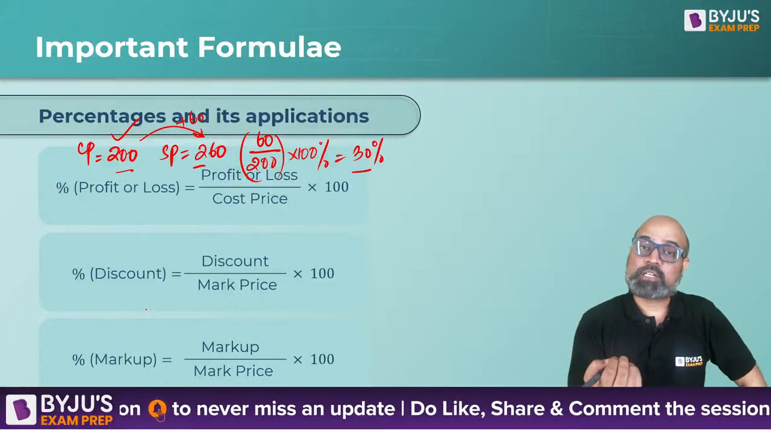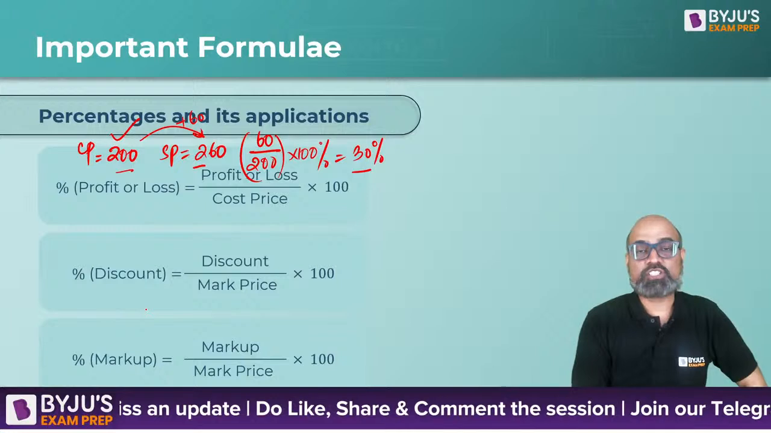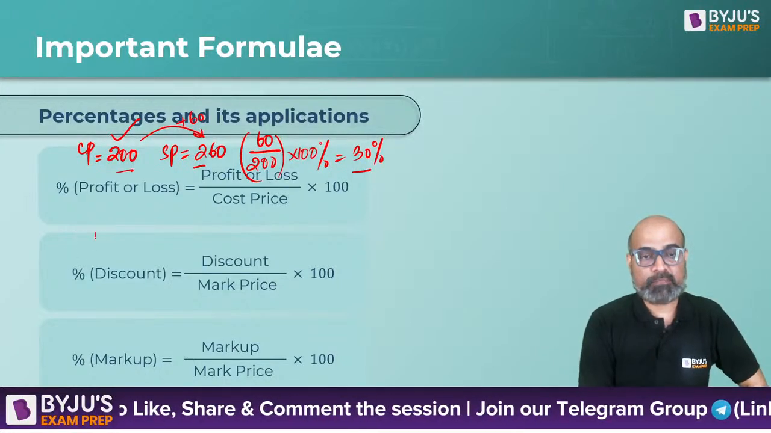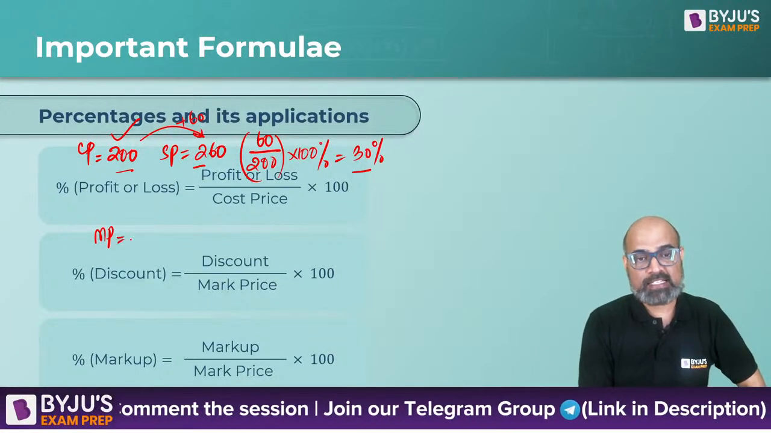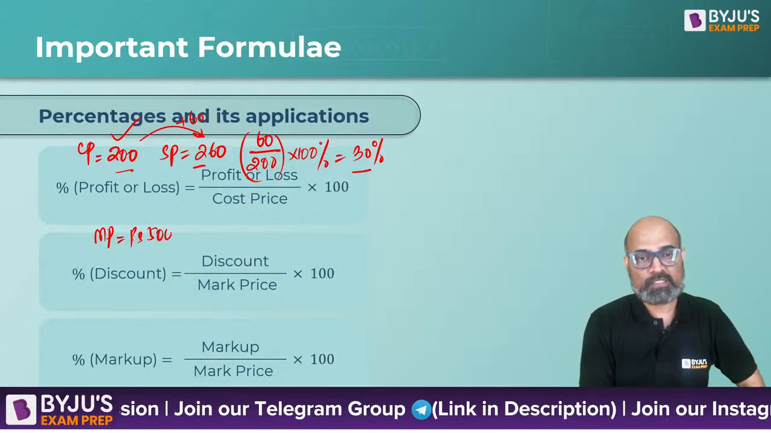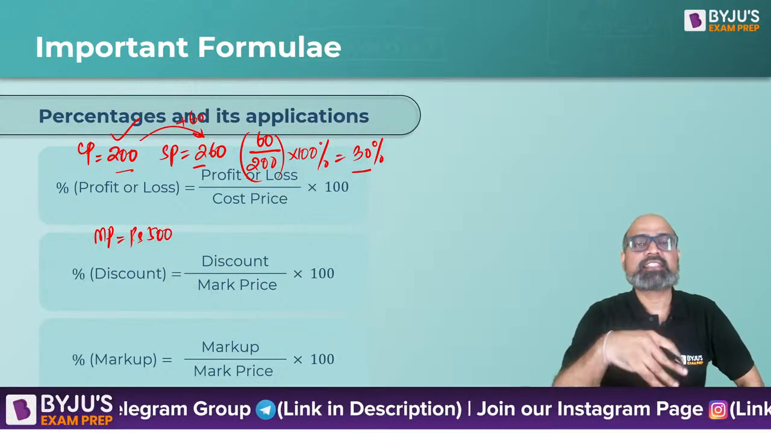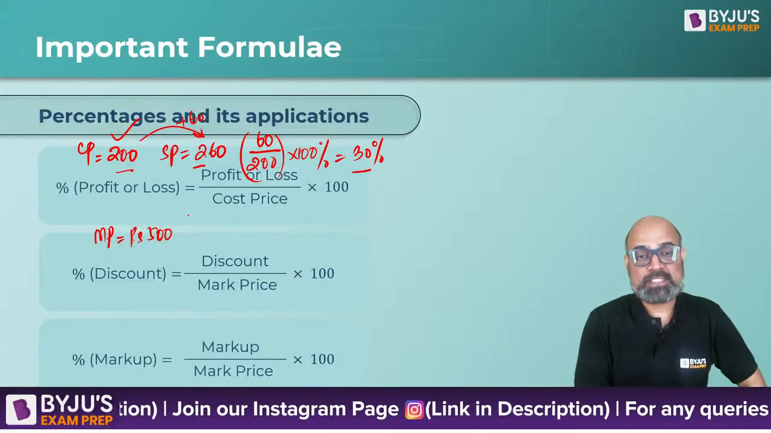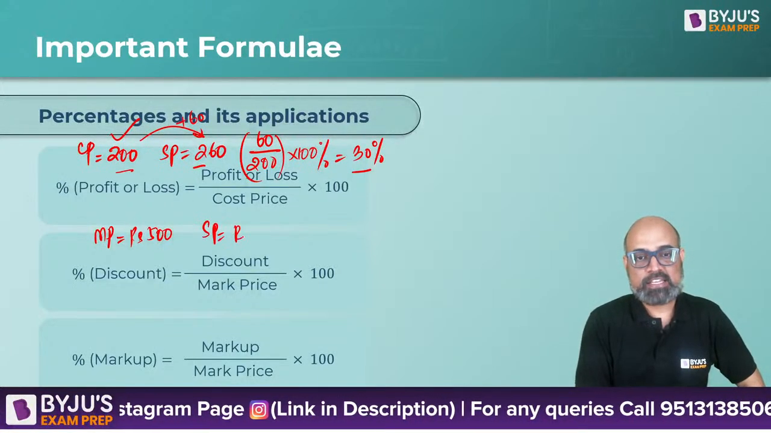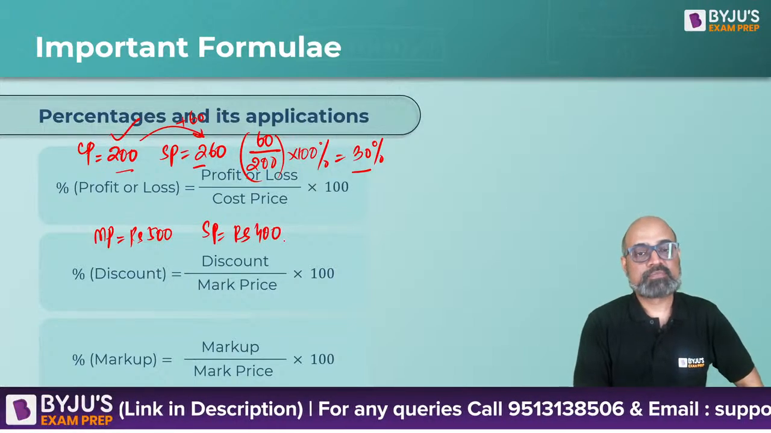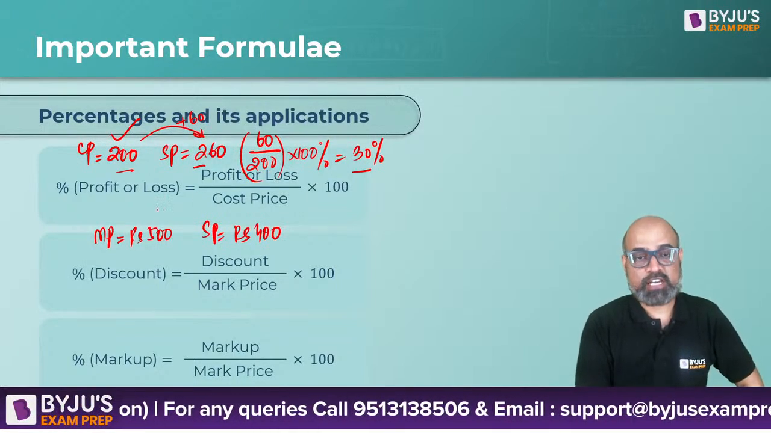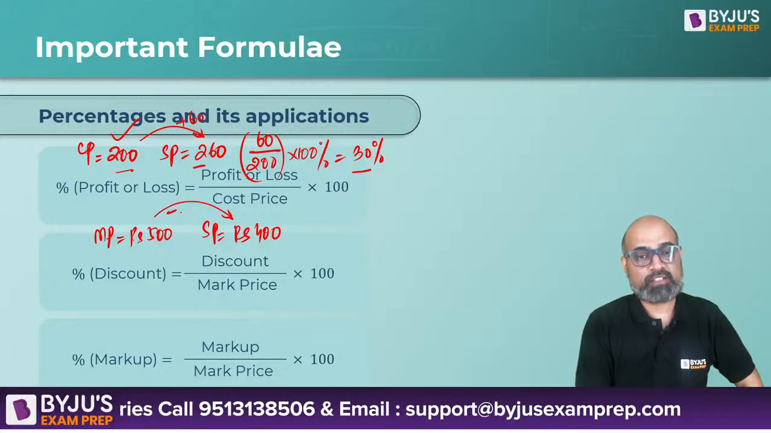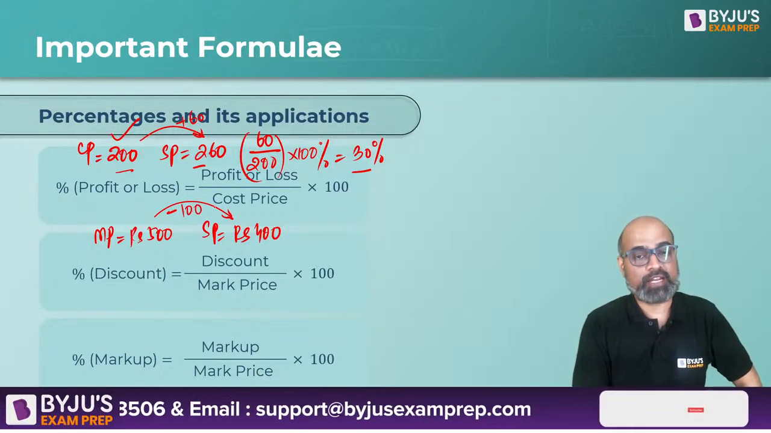Next is discount percentage. So what is discount? Discount is when the mark price is a certain value, let's say 500 rupees, and that is the MRP, okay? You can consider it as an MRP. And when you end up selling that at, let's say, 400 rupees, we say that you have given a discount. So what is the discount here? The discount is 100 rupees, right?